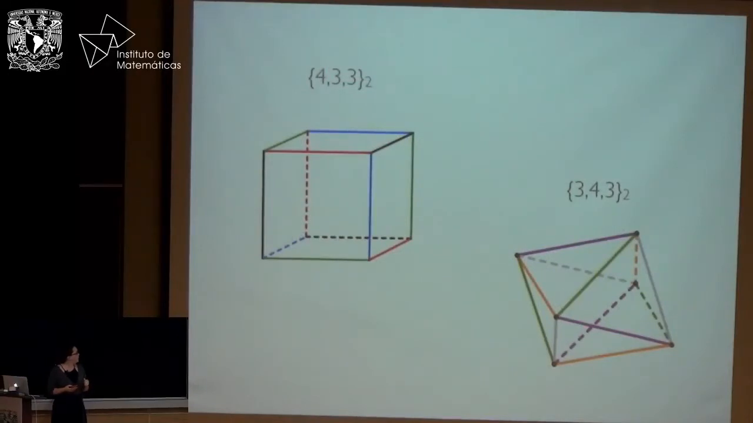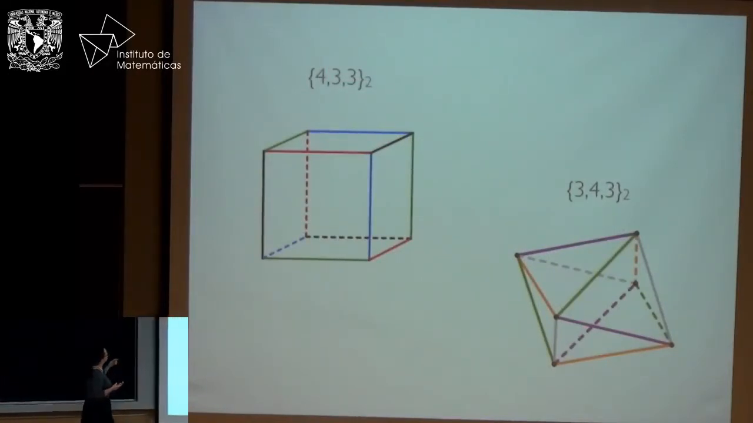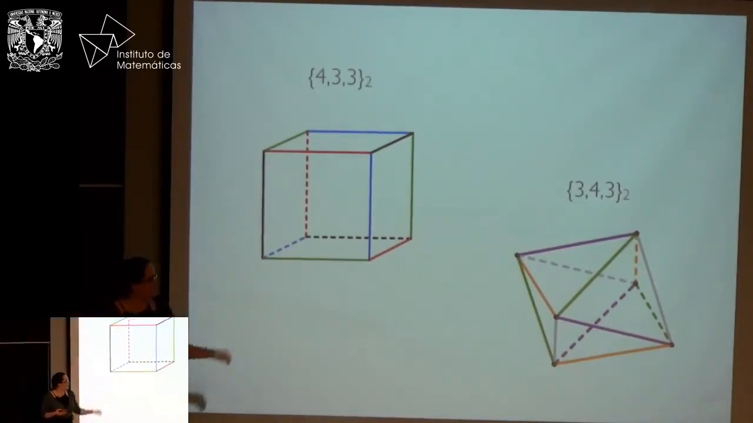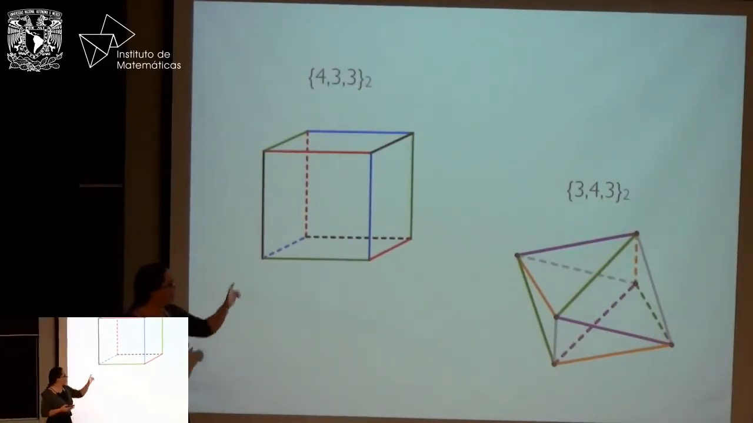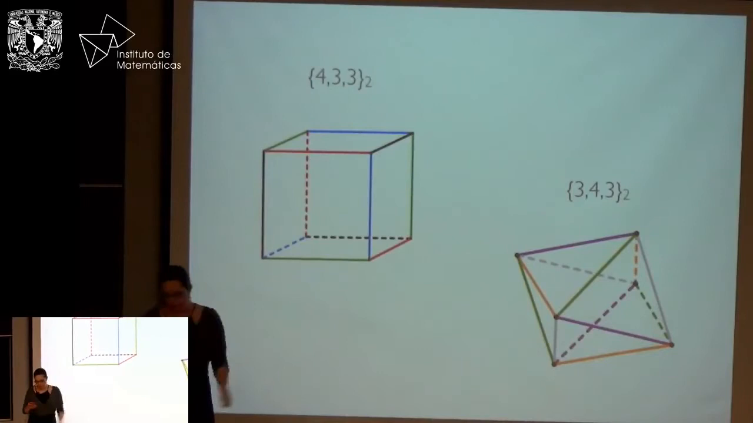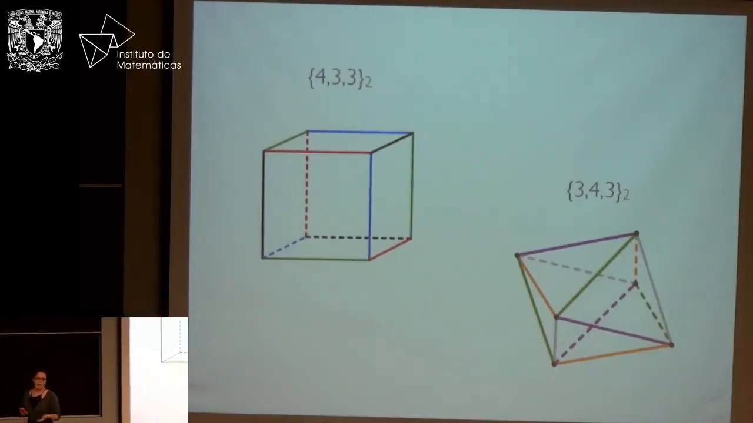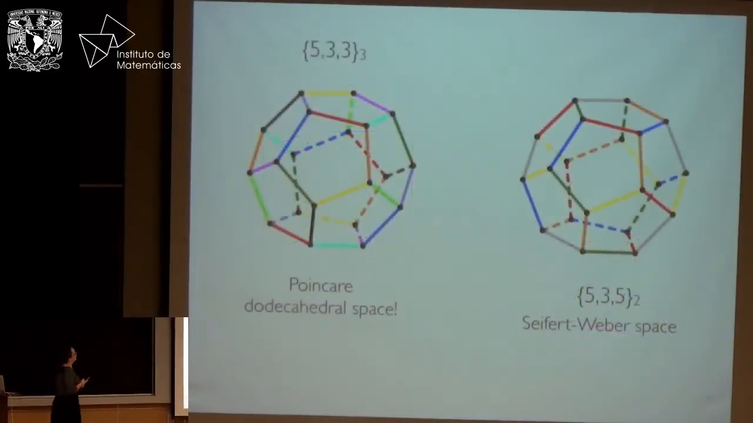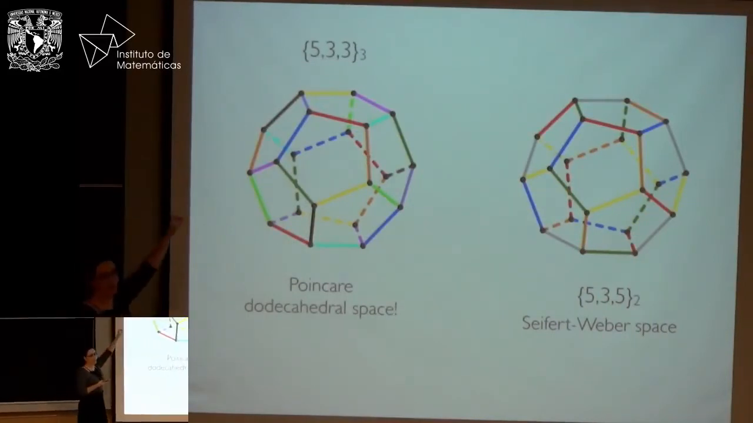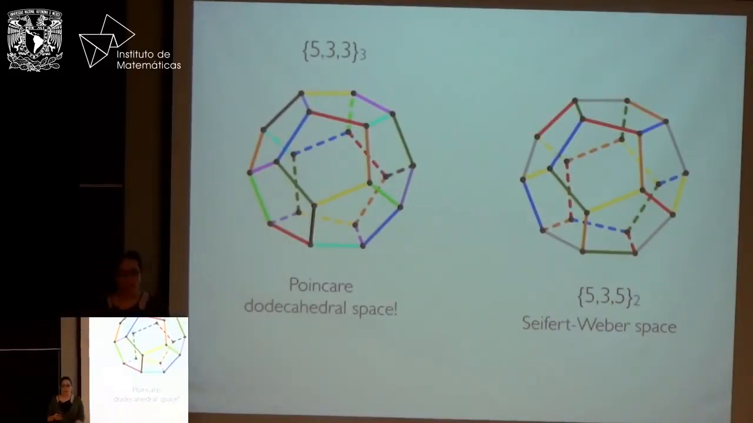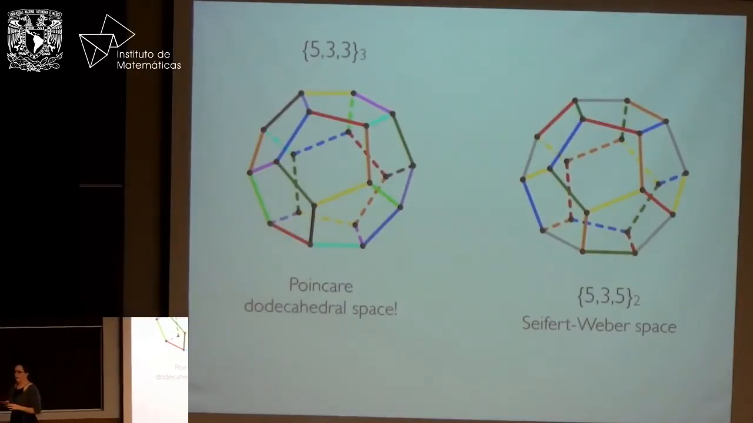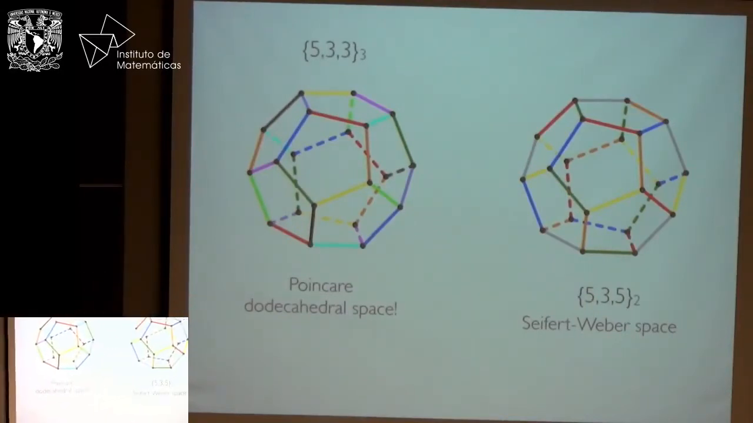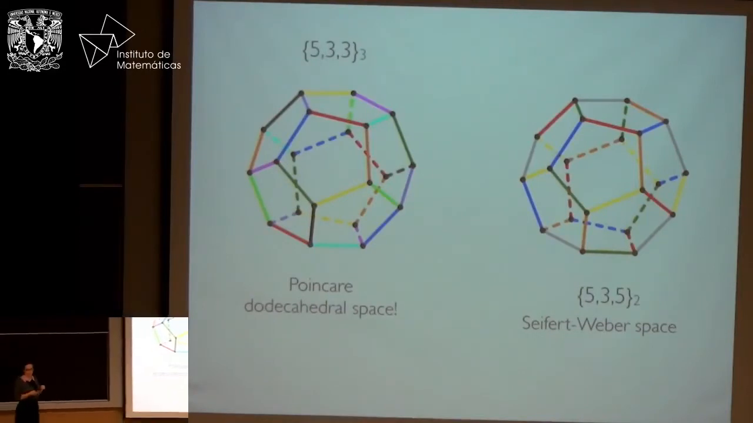And so it turns out that if I started with a hypercube, and I take k to be 2, I get this thing over here. If I start with a 24 cell and I take k equals 2, I get that over there. And these two are actually twisted things. Another couple of examples. I take the 120 cell and I take k equals 3, and I get the Poincaré dodecahedral space. And then if I take a hyperbolic thing and I take k equals 2, I get that other one, the Seifert-Weber space, which is also quite famous in topology.